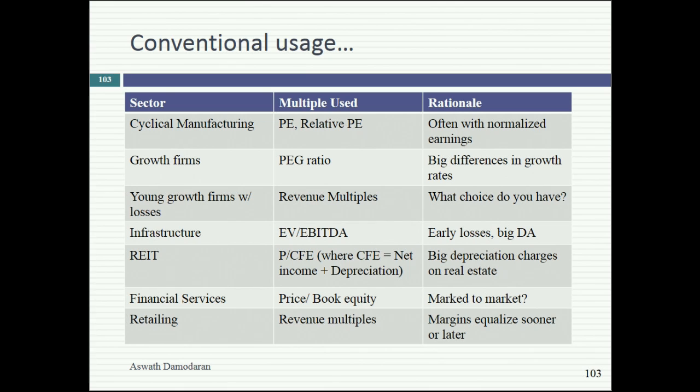With infrastructure companies, cable, cellular, telecom, a lot of EBITDA multiples. Why? Because the depreciation was enough to make your losses into profits. With real estate investment trusts, this is the only sector where this is true, I saw a lot of cash earnings, which is net income with depreciation added back. The reason being that real estate has a lot of depreciation it throws off, it saves you a lot in taxes, so a lot of cash earnings. Financial service companies, a lot of price to book equity.